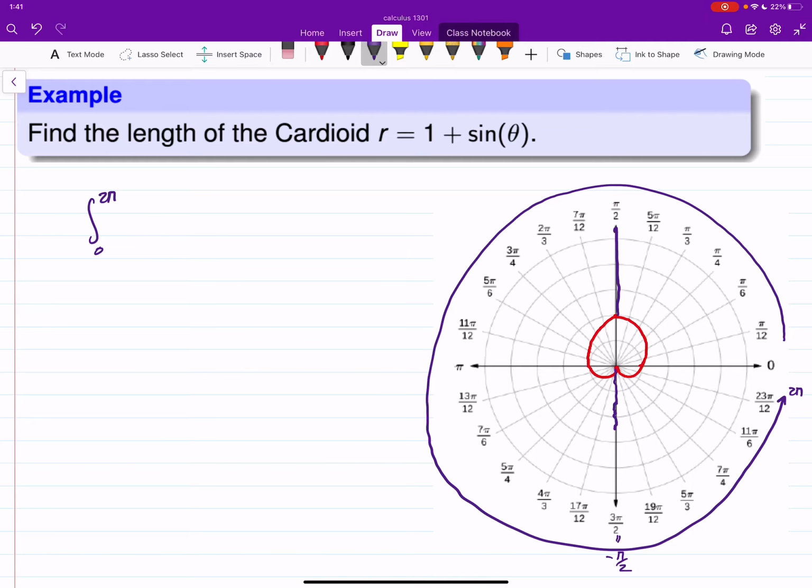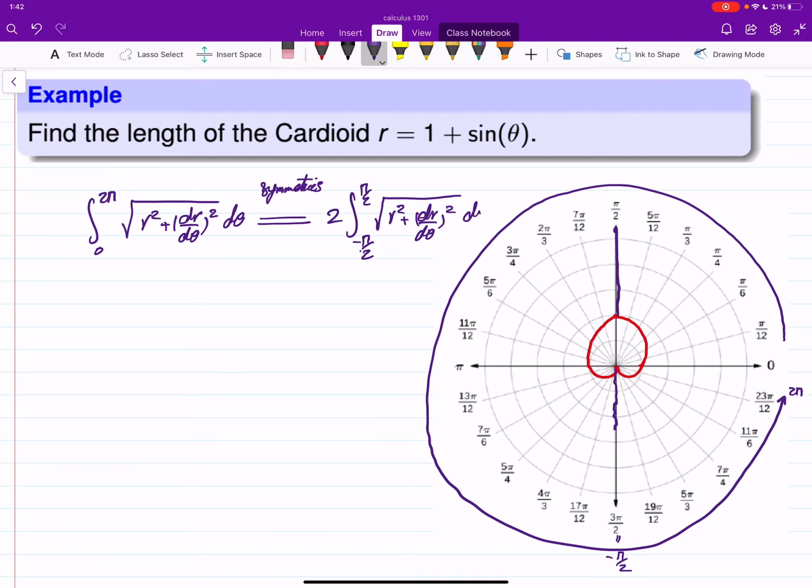So using the symmetries here, I can write this guy as 2 times the integral from negative pi over 2 to pi over 2 of the square root of r squared plus (dr/d theta) squared d theta. Now, I can go ahead and plug in all the functions there. So r squared is (1 plus sine theta) squared plus the derivative is just (cosine theta) squared, and then d theta.